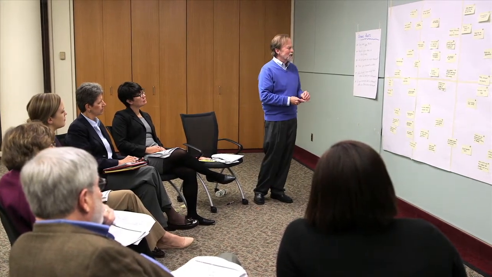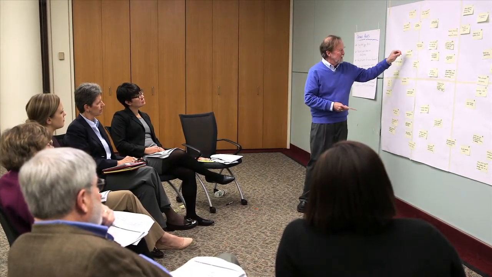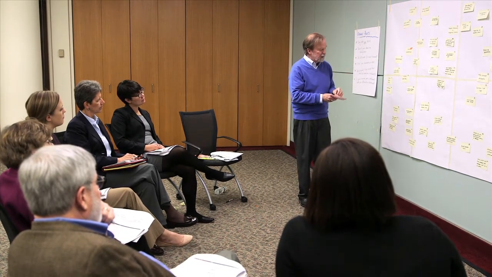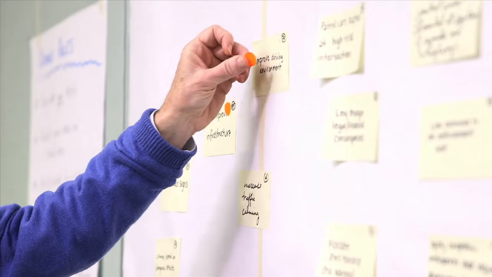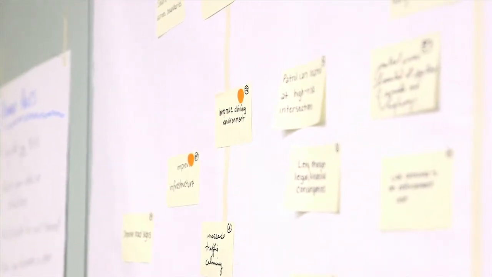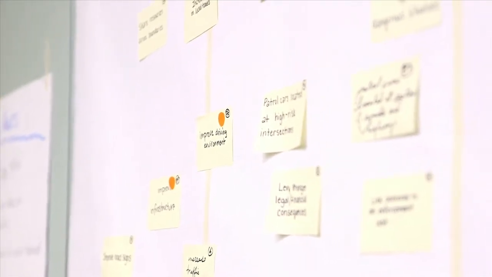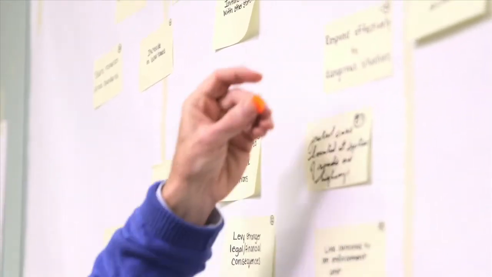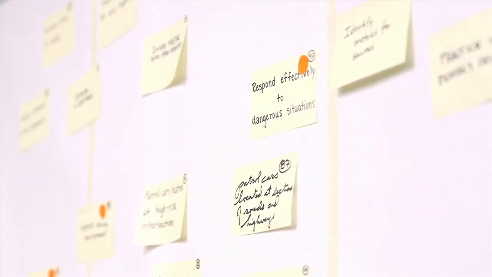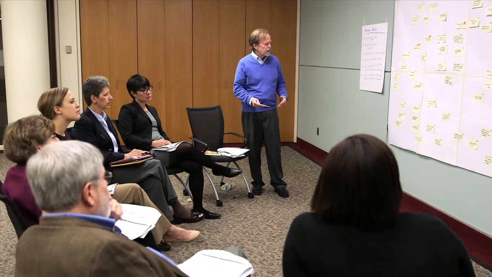Let me just suggest some possibilities here. One is improve infrastructure. There's a bunch of stuff around that. Or possibly it might actually be improve the driving environment. And another one would appear to be respond effectively to dangerous situations. Do you all see other clusters here that we should probably put a red dot or an orange dot on?